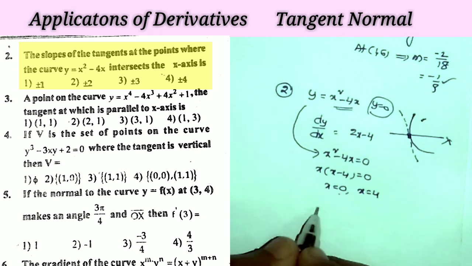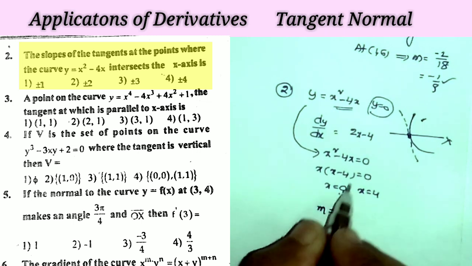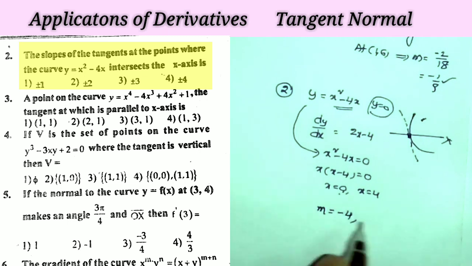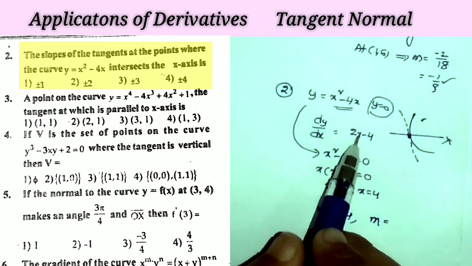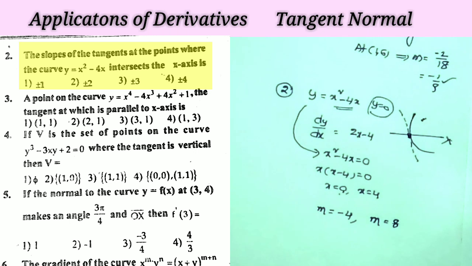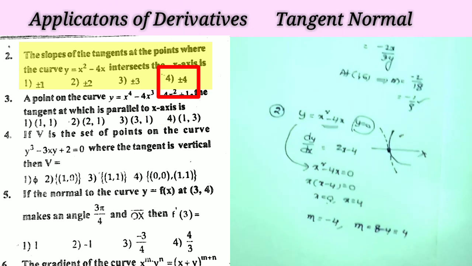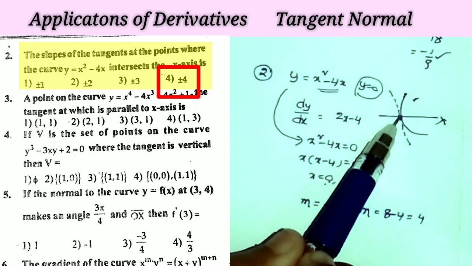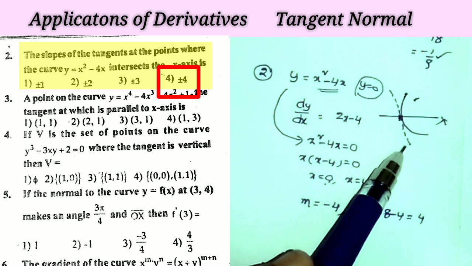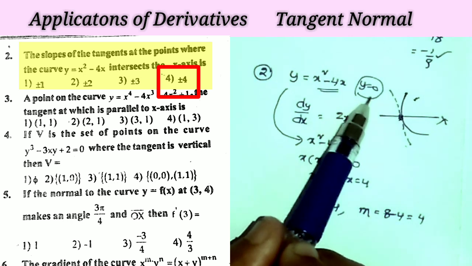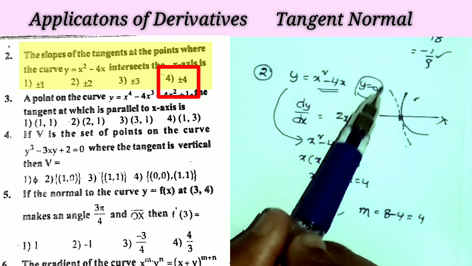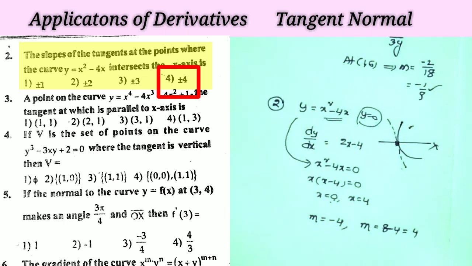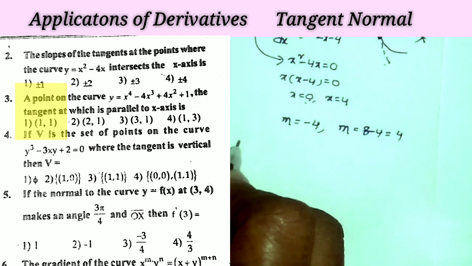Now replacing these values in the slope value, m at x is equal to 0 returns minus 4, and m at x is equal to 4 returns 8 minus 4, which is 4. Therefore, the slope values are minus 4 comma plus 4. That is the fourth option. Here the condition is that the curve meets the x-axis at the point. A point on the x-axis means we take the y coordinate equal to 0 and replace that value in the given curve to find the x values. That's all.